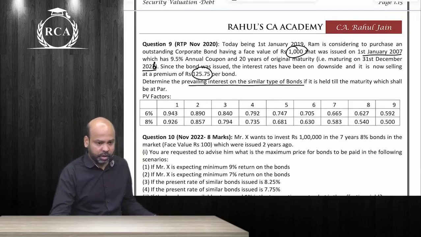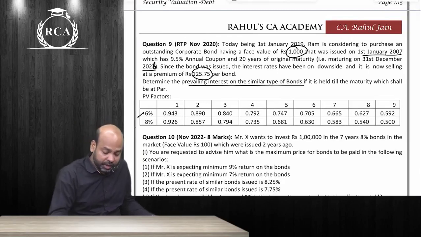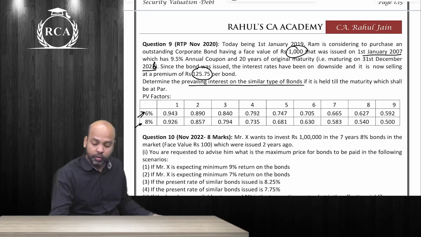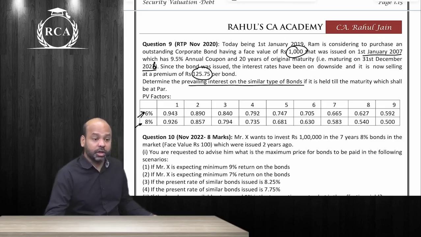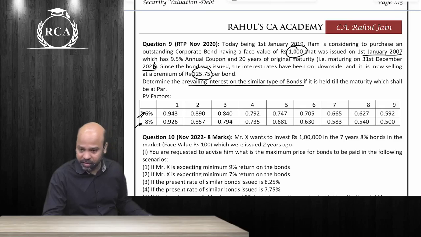YTM of this bond. But because present value factors are given, you will have to compute YTM using the IRR method rather than the shortcut method. You will not directly use the formula. You will have to discount all the cash flows at 6% and 8% and then compute it.